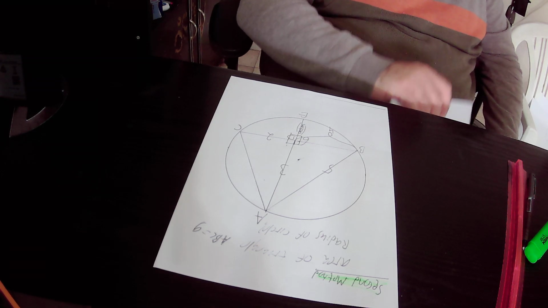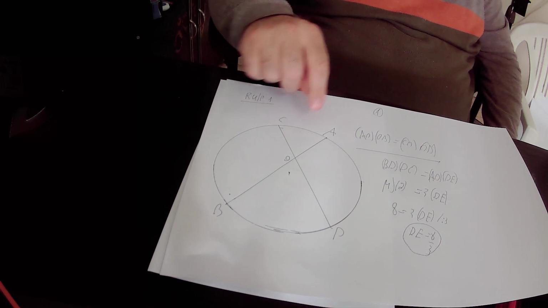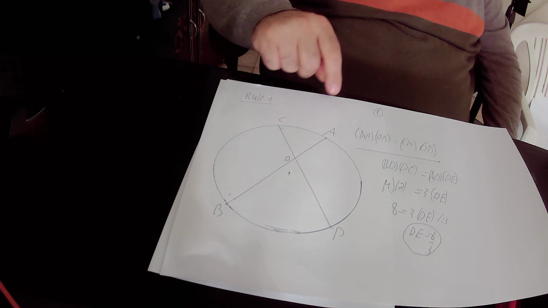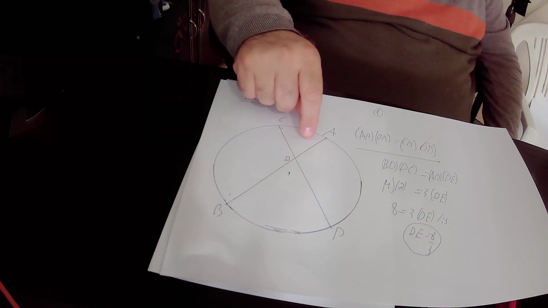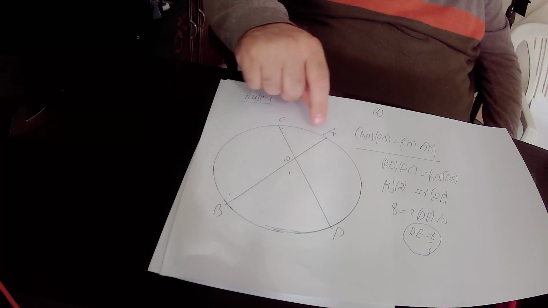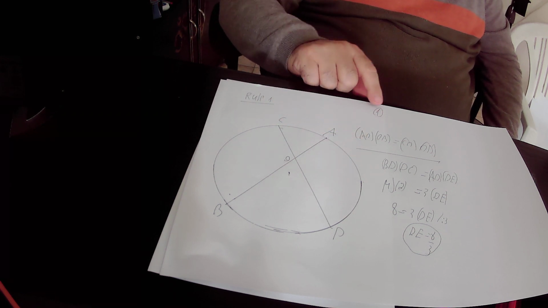According to rule number 1, if chord AB intersects with chord CD at point O, then AO times OB equals CO times OD. Again, if chord AB intersects with chord CD at point O, then AO times OB equals CO times OD. Okay?